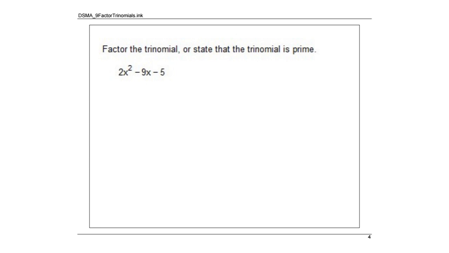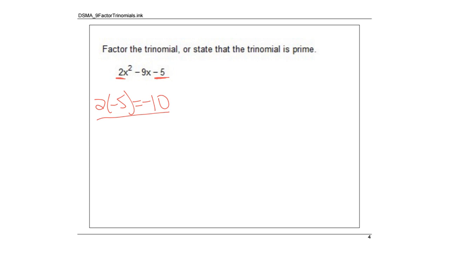All right, let's do another one with signs. Here we have 2x squared minus 9x minus 4. So first we check for the greatest common factor, but there's nothing in common across 2, 9, and 5, so there's nothing we can do. So now we have to multiply the 2 times the negative 5. That gives us negative 10.